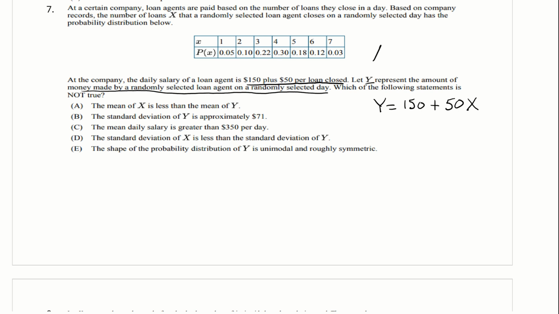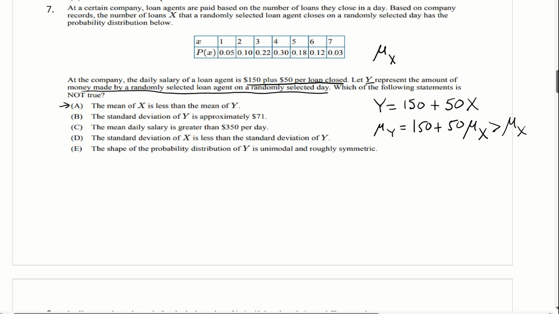But if you think about it, if you're trying to find mu X and then mu Y, if you know your transformations, mu Y is going to be bigger, because mu Y is 150 plus 50 mu X. We have the 150 plus 50 times X, so it's going to be 50 times mu X. So we can clearly see that this is greater than mu X, and so it cannot be A, right? Or rather, I should say it can be A, and so therefore it's not the answer.